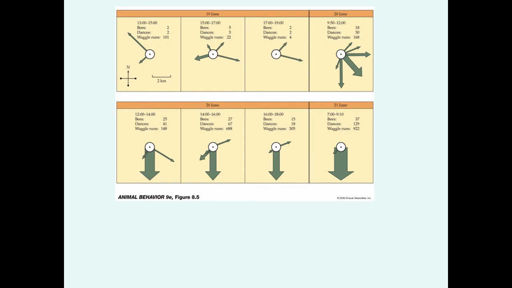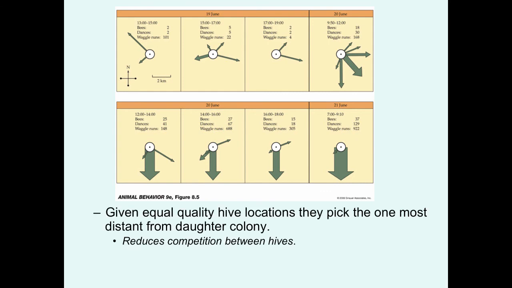Well, what kind of decision making are they using when deciding what would be a good hive location versus a suboptimal hive location? Well, given equal quality of hives themselves, they pick the one that's most distant from the daughter colony from which they have branched off. What this does is it reduces competition between hives. So it's a way that they can guarantee that they have equal resource gain without competing with each other, which is one of the predictions that you would have from the ideal free distribution.